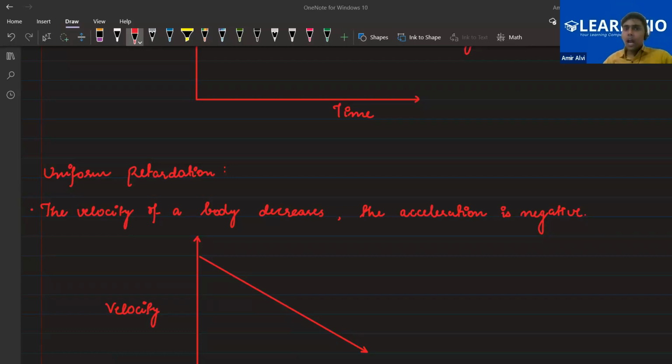Everyone, those who have the derivations, is there any non-uniform retardation? Yes, non-uniform retardation exists. Who asked that? Saad? Yes, Saad. But this is not part of your syllabus. Non-uniform retardation.